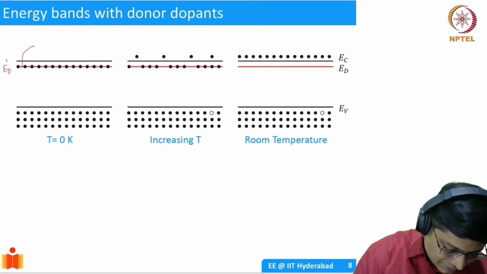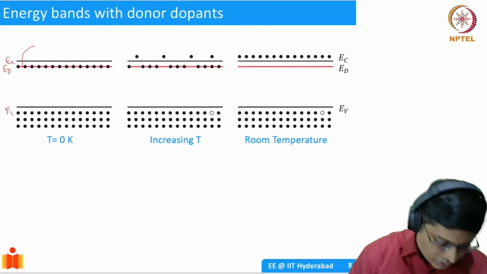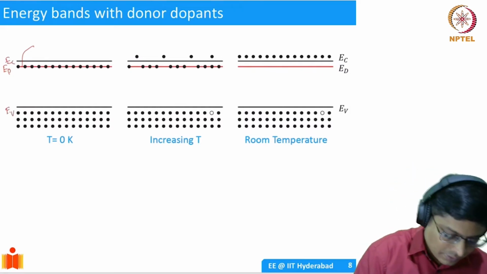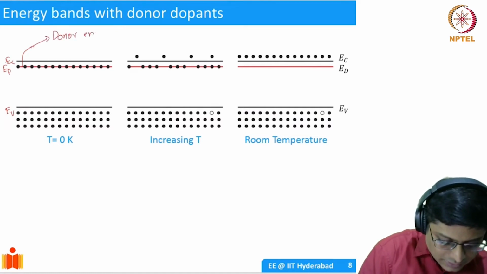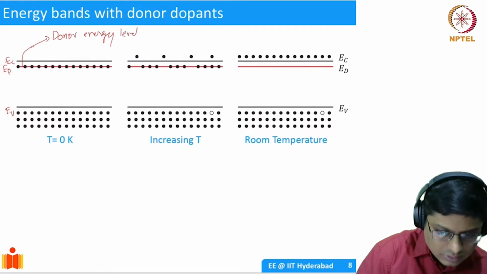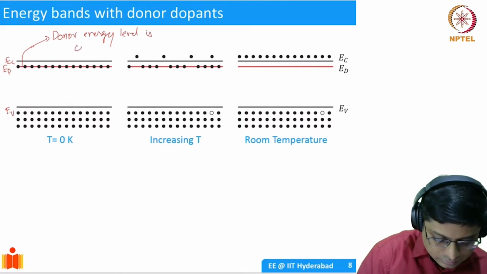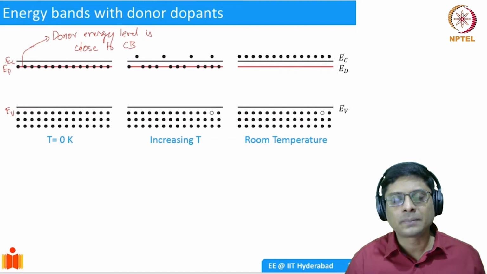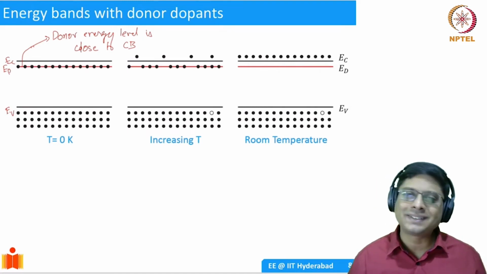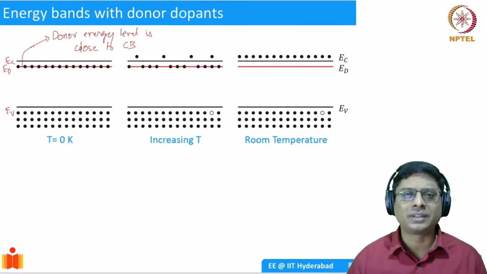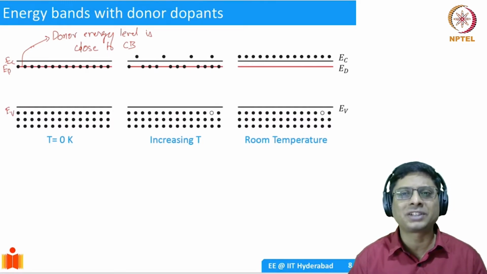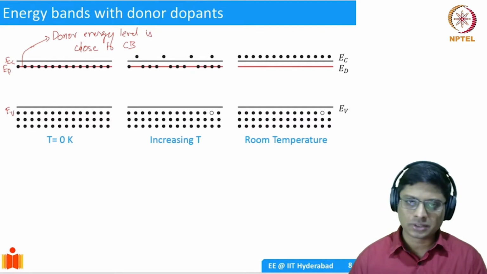You have the original EC and EV, and you can also put a donor level, which is ED. So the donor energy level is close to the conduction band. Why this happens is not necessary, but you can think of it like, it's quite close in lattice constant. It's just next to it in the periodic table, so you could expect that the energy levels are also similar.